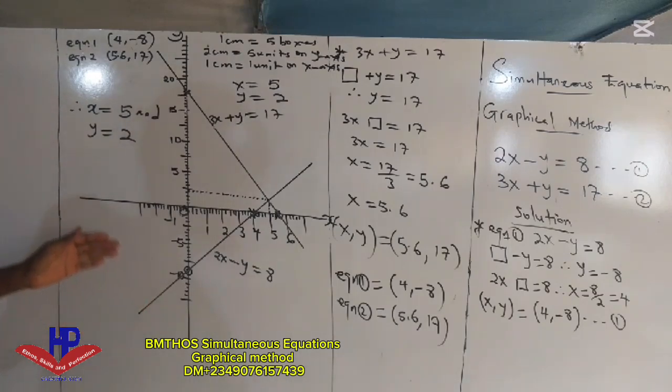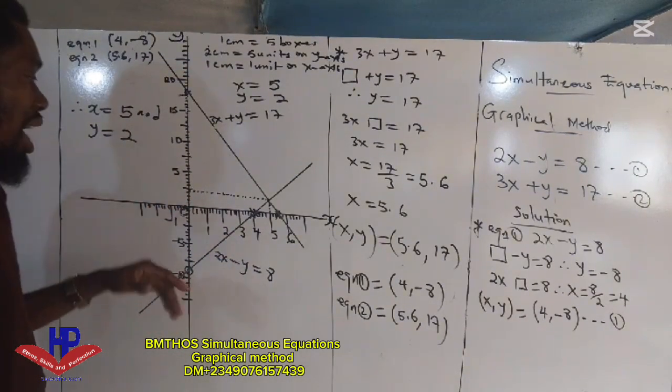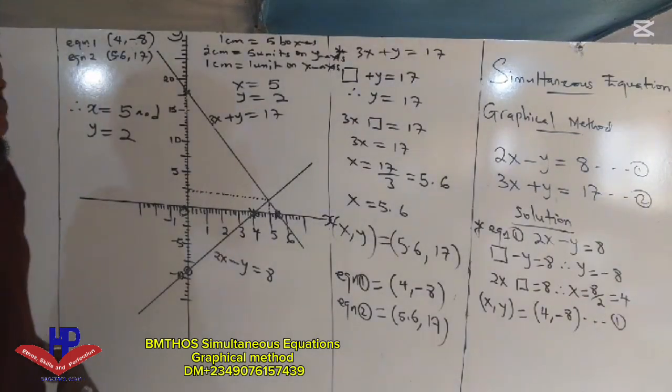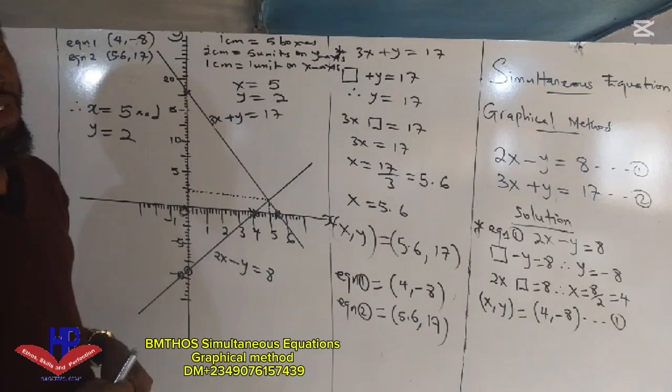And you can see from our sketch graph here, we're able to get y to be 2 and x to be 5, which was the answer we got in the previous class. So go through the class and ensure you get the best out of it.